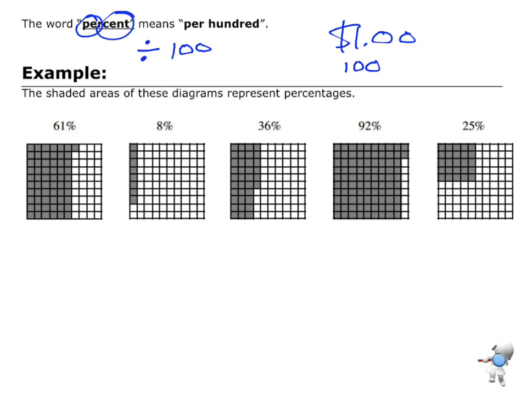So what I've got is a grid where there are 100 little squares. And if I'm talking about 61%, then I'm shading in 61 out of that 100. 61 per 100. That's the same as my 61%. 8%, I'm shading in 8 of those, and so on. 36%, 92%, 25%. So it's saying how many from the 100, how much of that am I using?